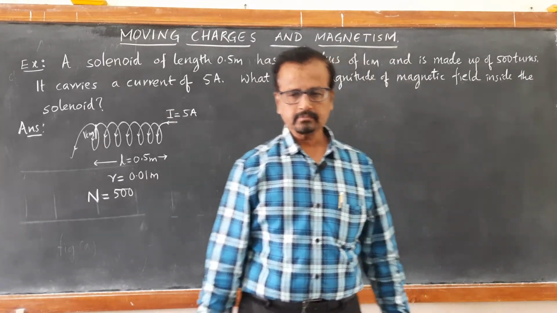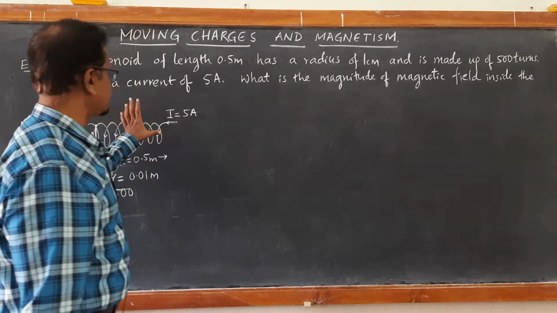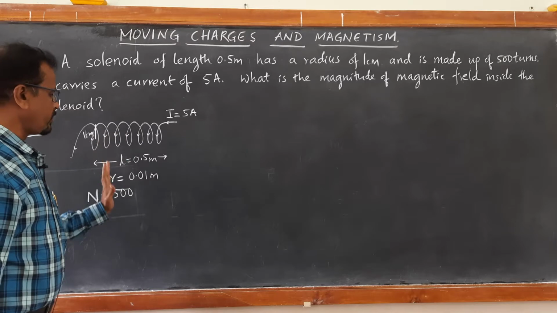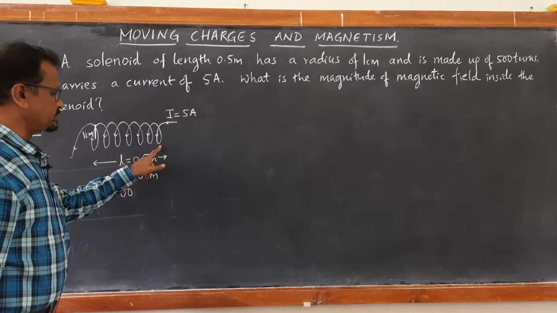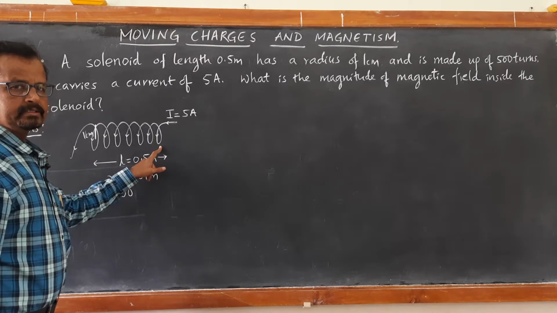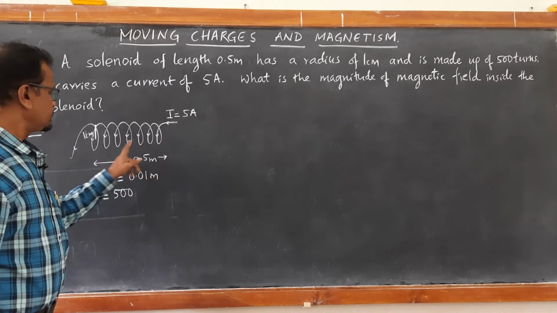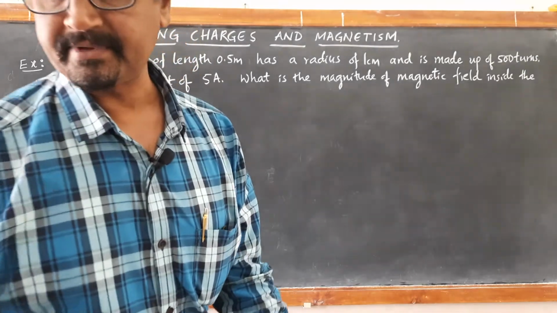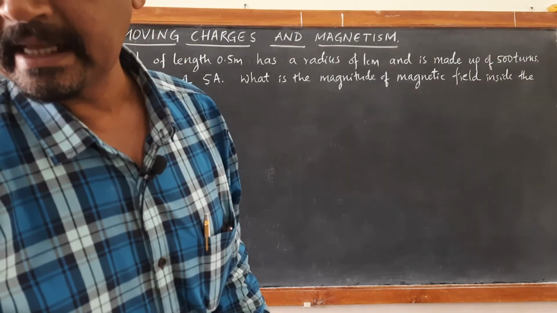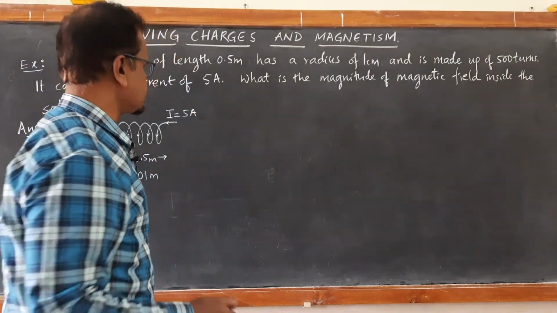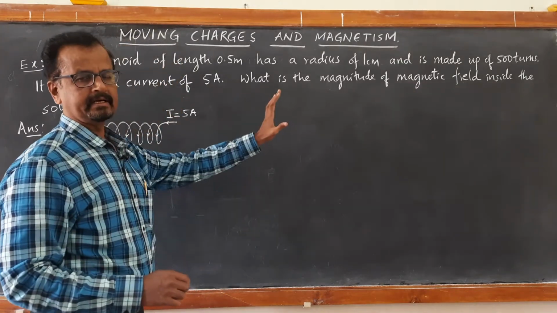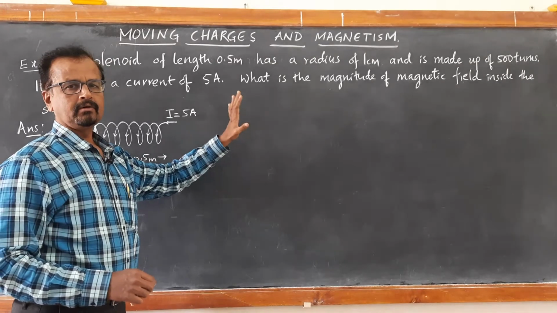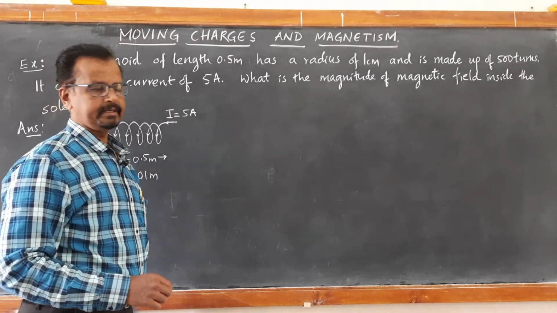So, it is directly given that it is a solenoid. If it is not given that it is a solenoid, then you have to verify that the length of this solenoid is very much greater than the radius. That is to be verified first. If the length is very much greater than the radius, then only we can apply the equation of magnetic field of a long solenoid, right?